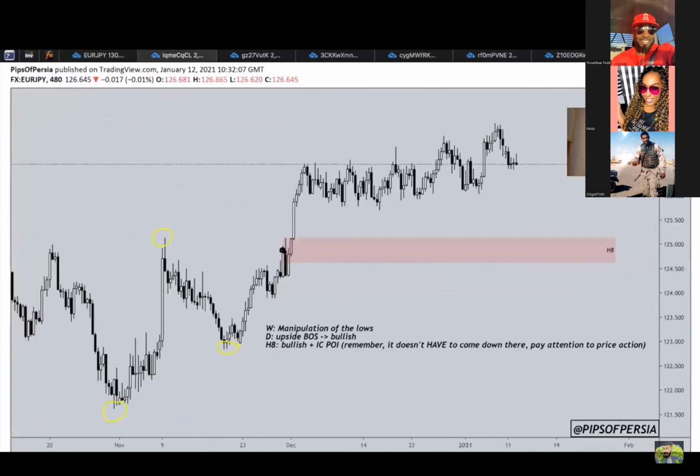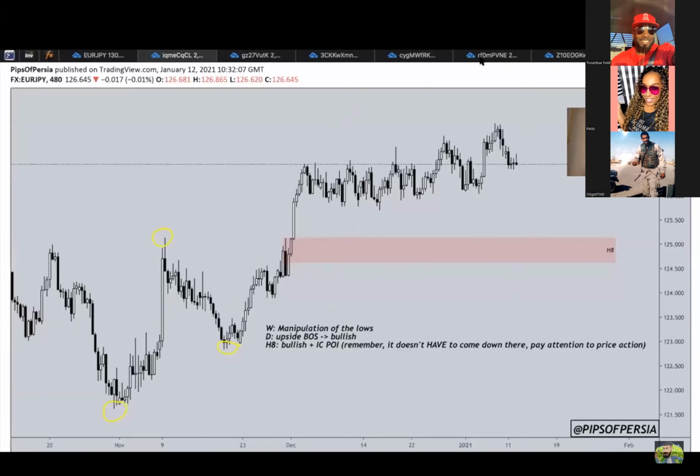We've got our institutional candle as a point of interest. Remember, it doesn't have to come down there. Pay attention to price action. That's what I've written over there, because not always it will come down there. Sometimes it can reaccumulate and then go higher. For example, when you look at this specific level, when you look at just this picture, there is another level at the top as well, which is quite attractive for entry.